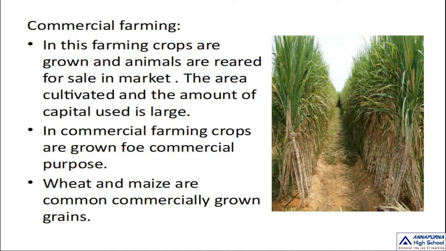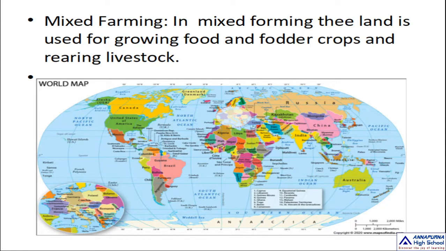Wheat and maize are the commonly grown commercial grains. Not only wheat and maize, so many crops are commonly grown in this type of commercial farming. Let us discuss. This type of commercial farming is practiced mostly in temperate grasslands.